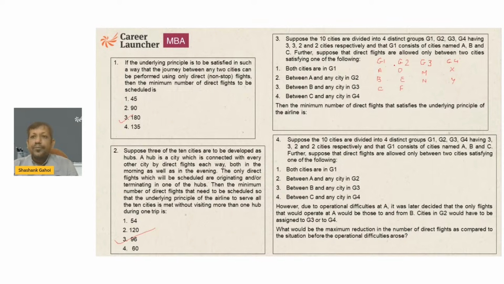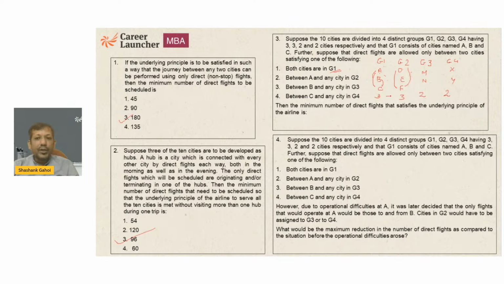Now the flights that are allowed in both cities in G1. So A to B, A to C, B to C. 3 pairs I'm getting. A to any city in G2. So it means from A to D, A to E, A to F. I'm going to get 3 pairs. B to any city in G3. So B to M, B to N. So 2. C to any of the cities. So C to X, C to Y. So I'm going to get 2 more.